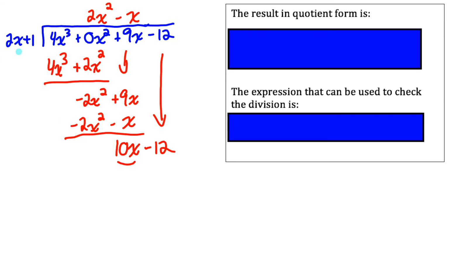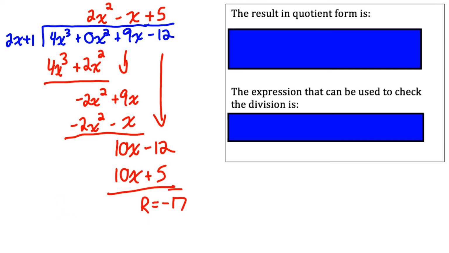10x divided by 2x, that's 5. 5 times 2x is 10x. And 5 times 1 is 5. Subtract the like terms, the 10x's cancel, and negative 12 minus 5 is negative 17. So that's my remainder, negative 17.